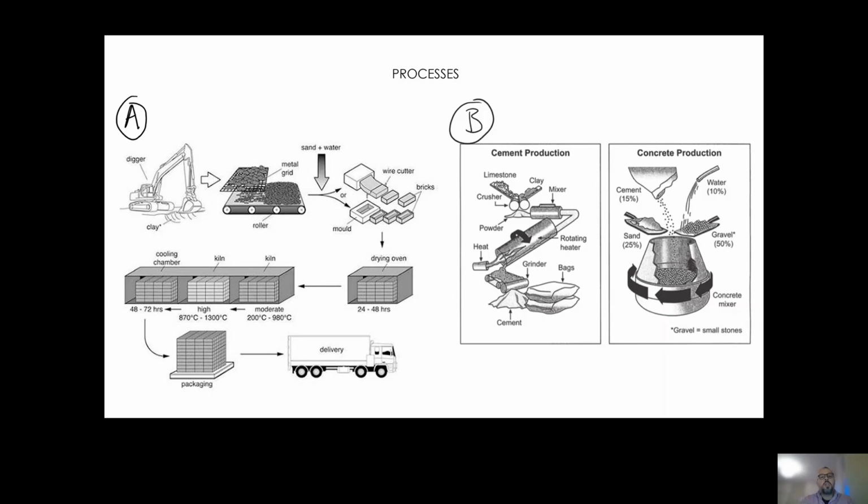Okay, so you'll see I've got two examples here of IELTS process questions. The first is about the manufacture of bricks, and the second is about the manufacture of cement and concrete. Okay, let's start with the first one, which is basically a linear process, right?